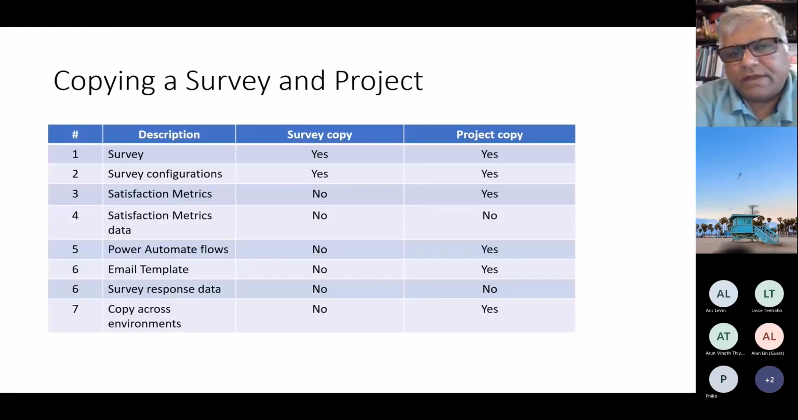Okay, so if I have dev, QA, and UAT and prod environment, what you want to do is you want to make sure that you copy your project first. So you copy the project from one environment to another. So you would do all the development in your dev environment in one project. You would do the surveys. You would enter the satisfaction metrics, the questions, the metrics. You would have any Power Automate flows within there, email templates.